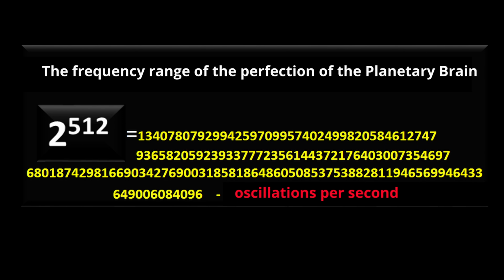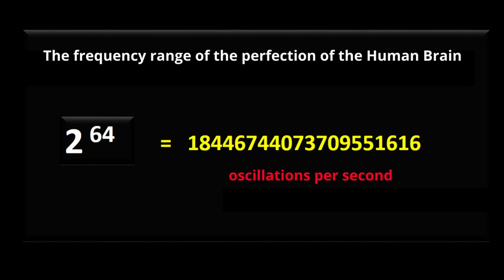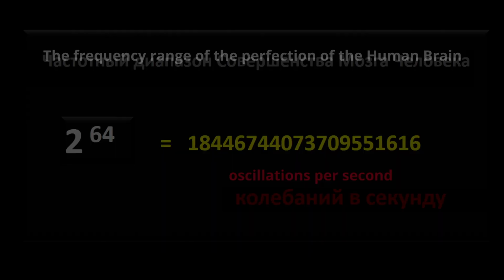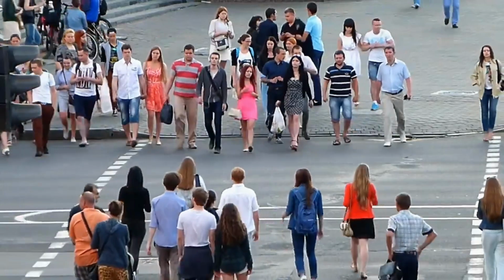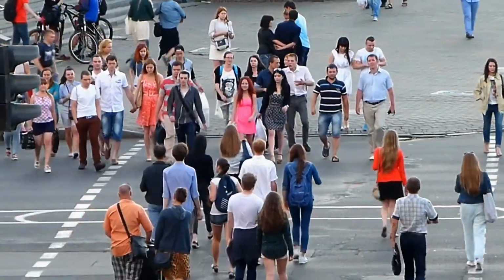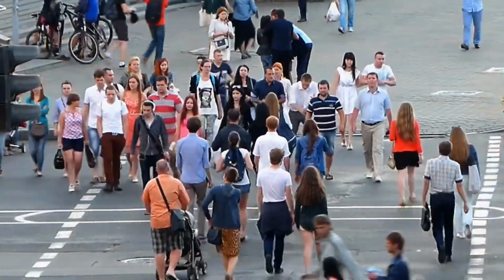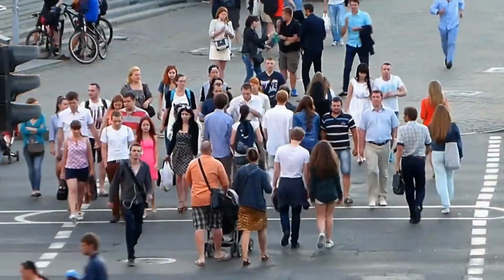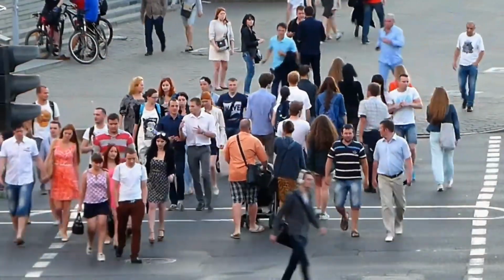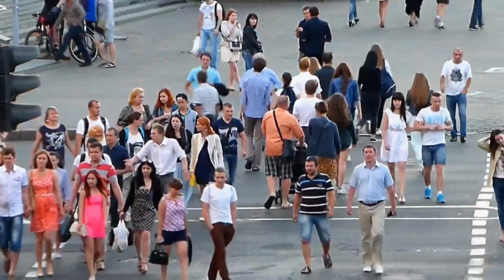The frequency range of the perfection of the planetary brain is 2 to the power of 512 oscillations per second, while for humans, the frequency range of the perfection of the brain is maximum 2 to the power of 64 oscillations per second. This is a huge difference. Complete control of humanity and the monitoring of its execution. People simply have no possibility not to execute such programs and commands of the control system. Everything is carried out unquestioningly and impeccably.